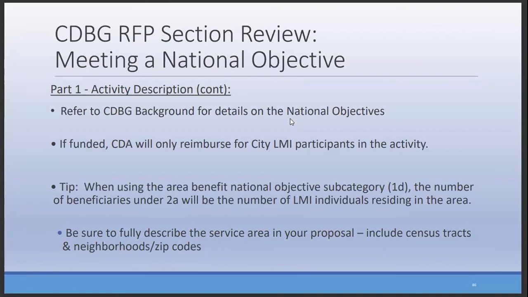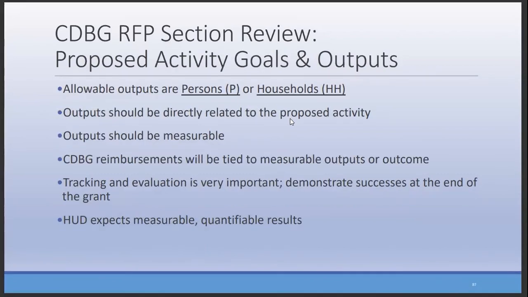This is the section where you input your goals and outputs. Whoops, let me click on that. Allowable outputs are either persons, P, or households, HH. Housing-related activities such as home repair or home buyer assistance program would be selected as households. Otherwise, you would select persons.